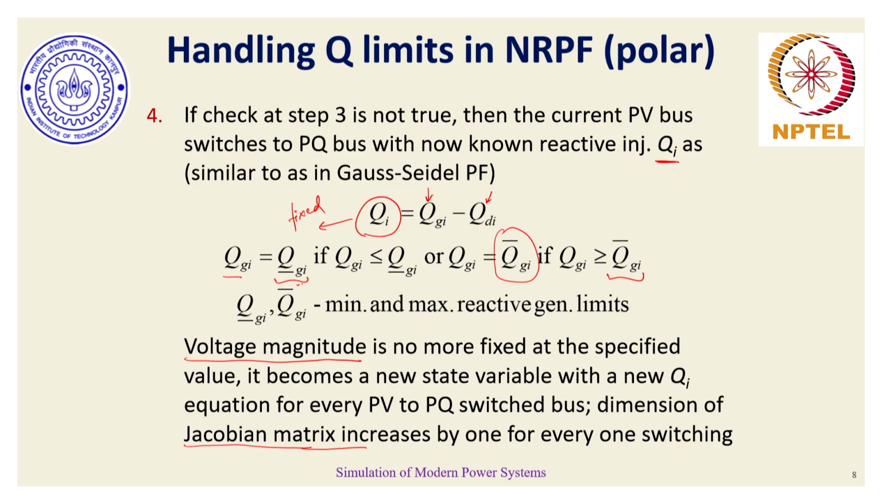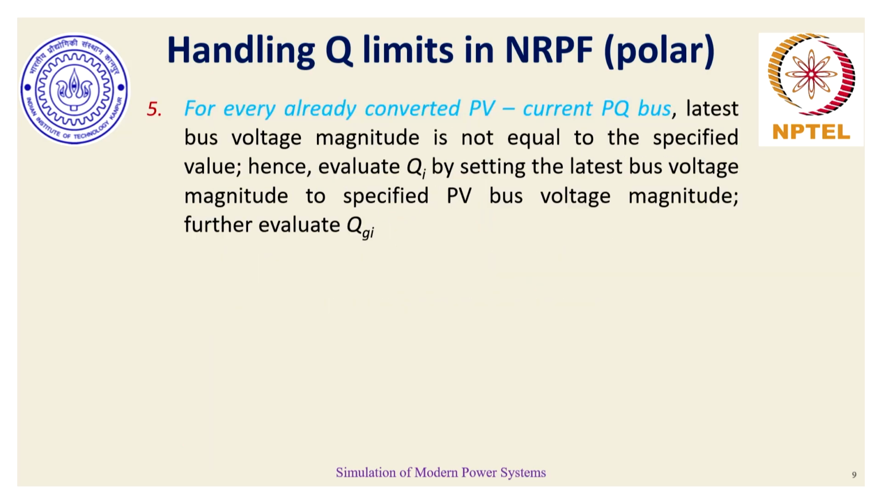For every such PV to PQ converted bus, in every iteration, a check always has to be made whether this converted PV to PQ bus can go back to its PV status. If it is still a PV bus, the check is made whether its reactive power generation is within the minimum and maximum limits. If it has already been converted to a PQ bus, the check is made again whether its reactive power generation can come within the minimum and maximum limit. So how is that made?